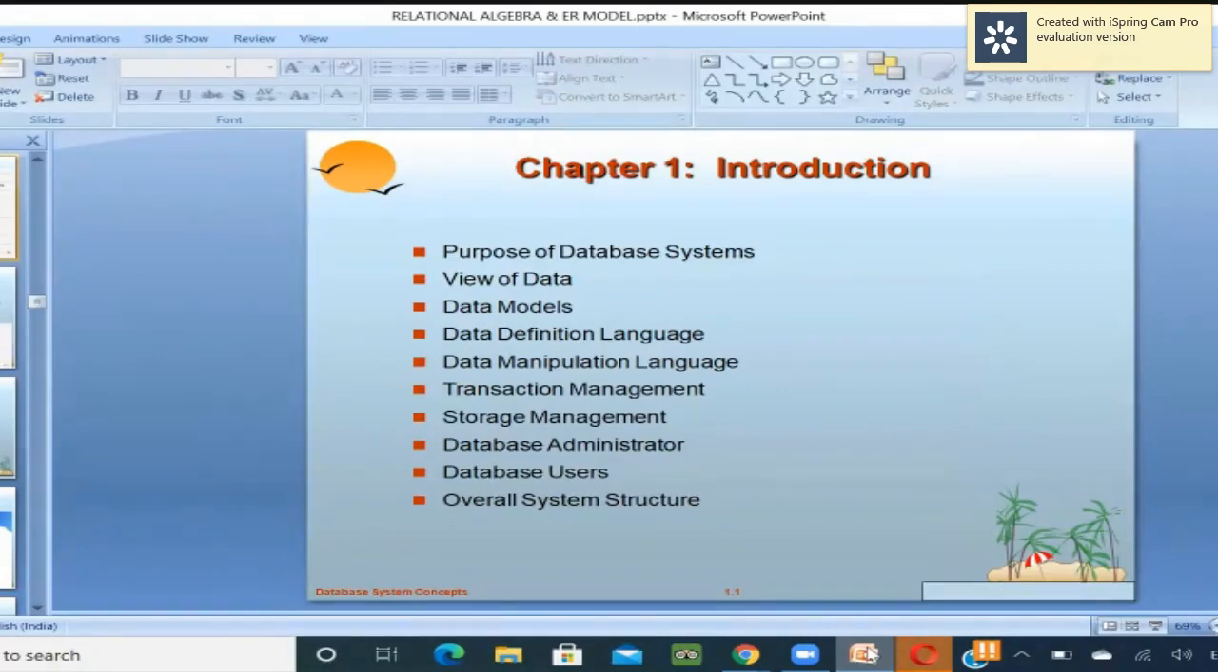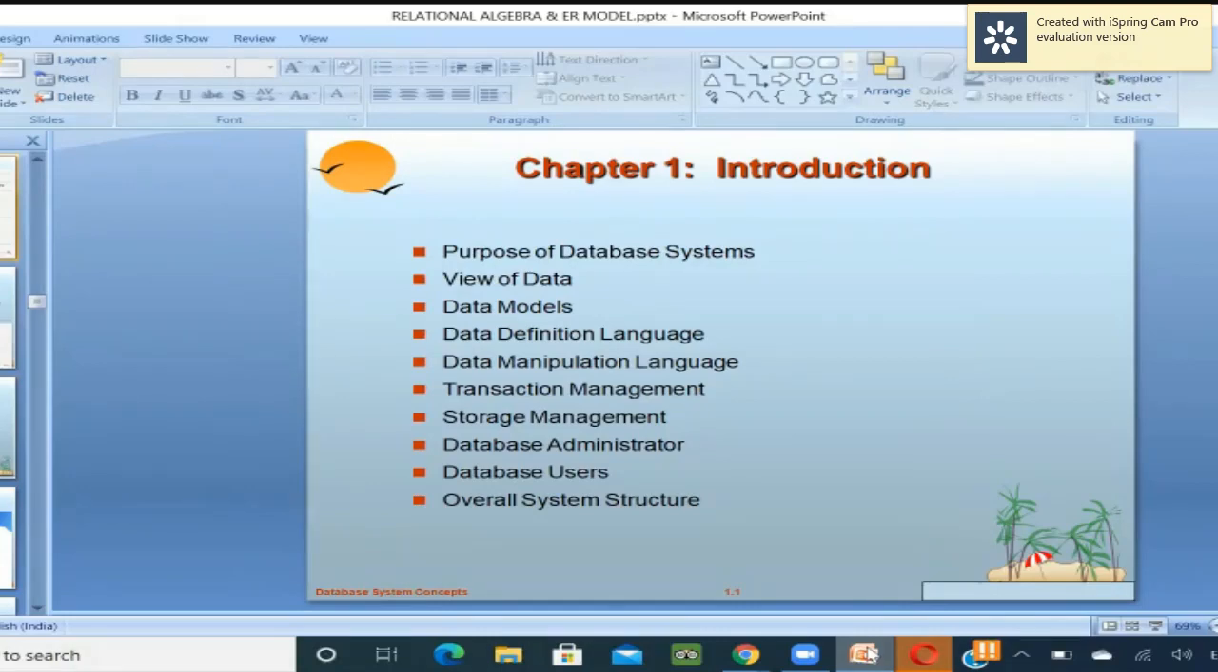So, in the previous session, we looked into the basics of a database management system, like what is data, what is meant by database, what is the use of maintaining a database, the concept of view of data, what are the different types of data models, and what are the different data languages we have, like data definition language, data manipulation language, and data control language. We also looked into the concept of abstraction along with database instances and schema. At the end, we looked into the overall architecture of a database.